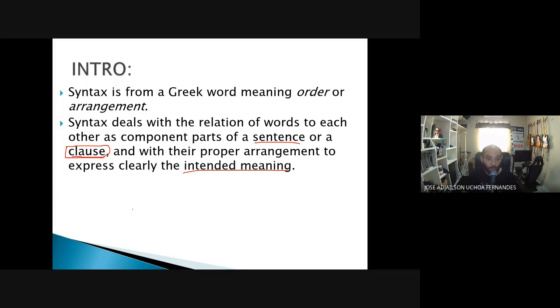A clause, as you said, has a subject and a verb, and what we call a complement, which could be an object, a predicative complement, or sometimes an adverb. So a subject, verb, and a complement. A complement is anything that comes after the verb. Okay, let me just erase this.